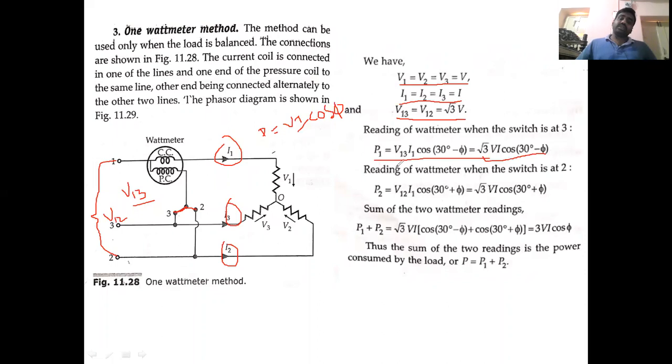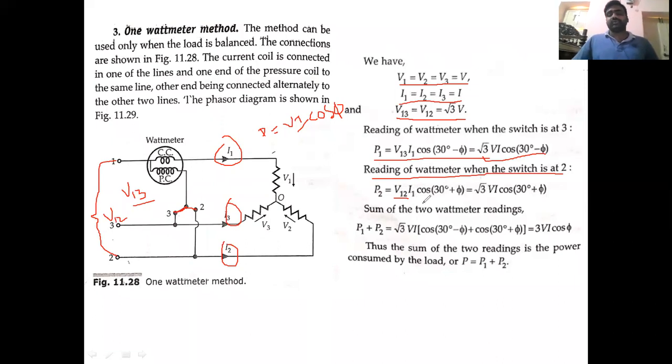If the wattmeter is connected at switch stud 2, what will be the value of power P2? P2 is equal to V12 into I1 cos of 30 plus phi. We substituted V12 because the potential coil stud switch is connected between 1 and 2, and the current flowing is I1, in series with the current coil.